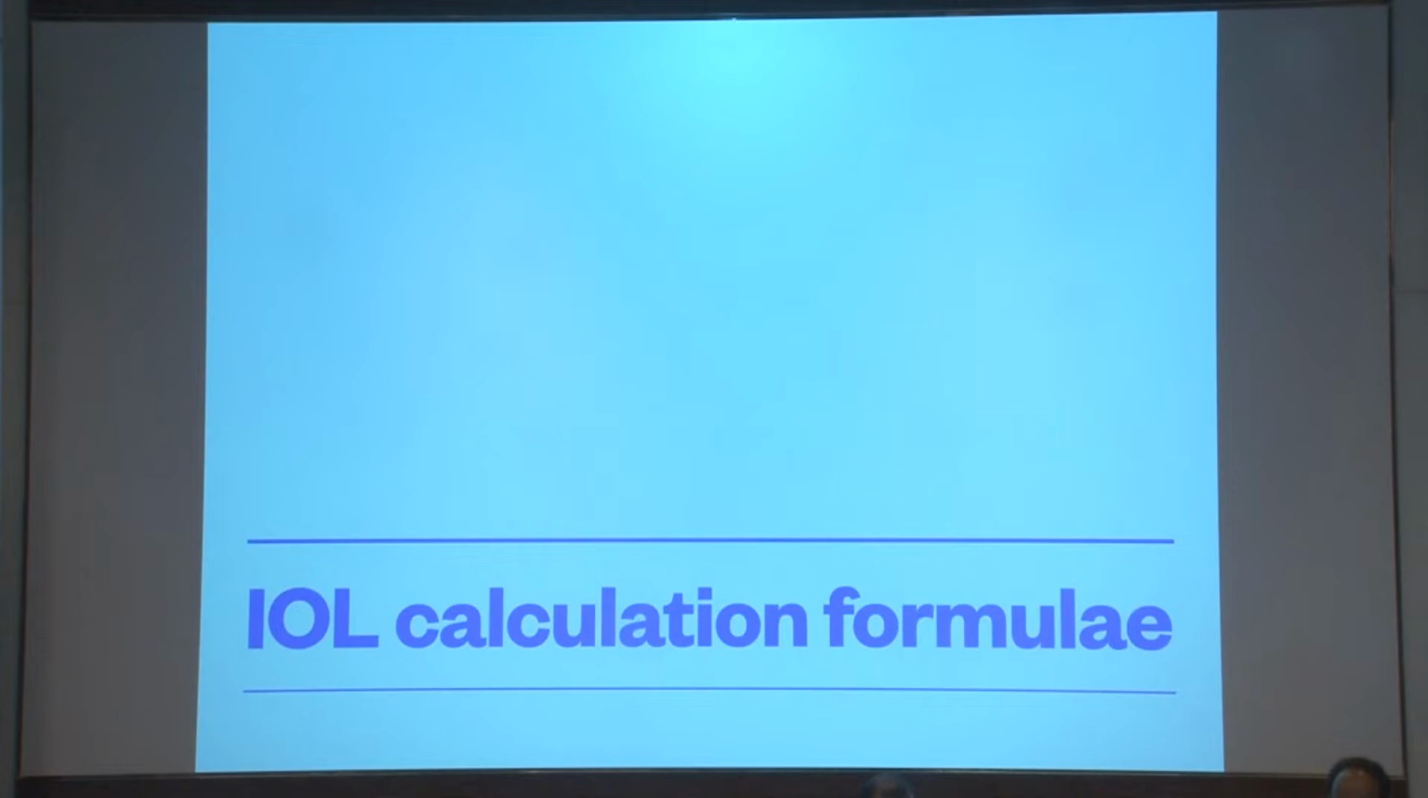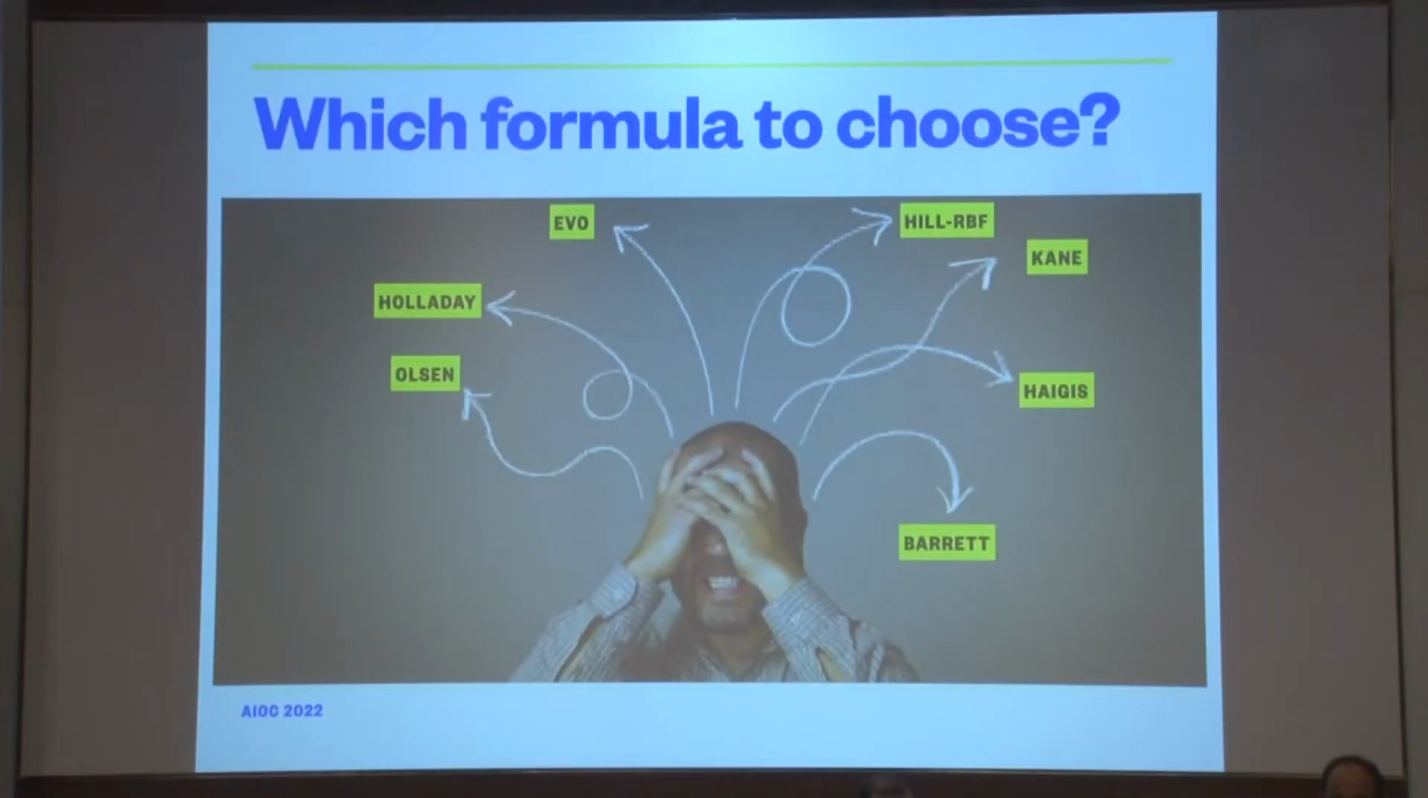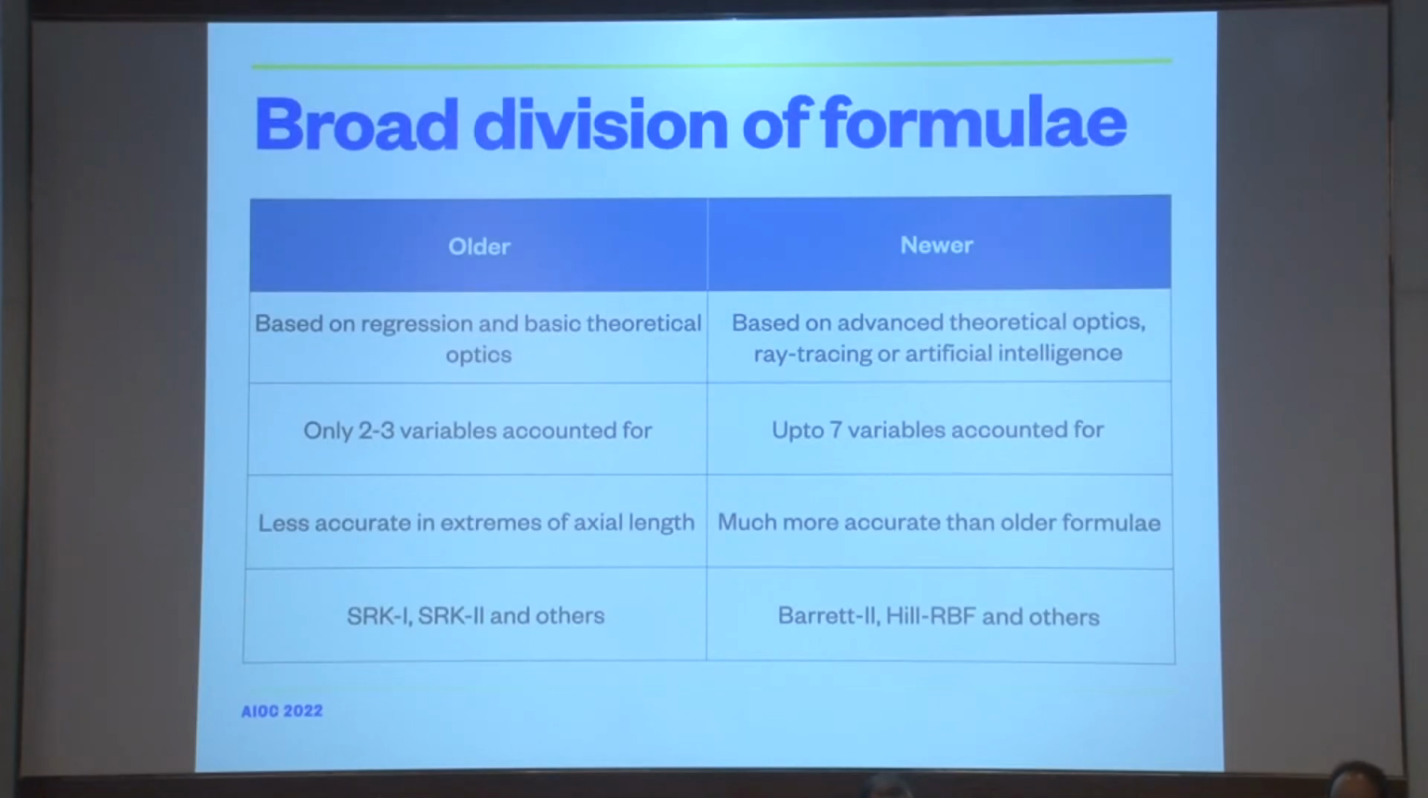Let's talk about the IOL calculation formulae in short and long eyes. There are various formulae available. Which formula to choose is always a conundrum. So I've just broadly divided them into the older and the newer formulae. The older formulae, like the SRK1, SRK2, were based on regression and basic theoretical optics, whereas the newer ones are based on more advanced theoretical optics, either ray tracing or artificial intelligence.